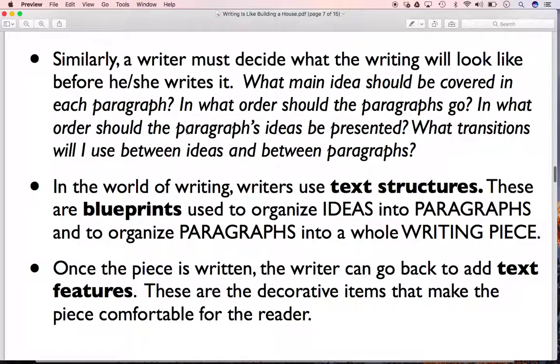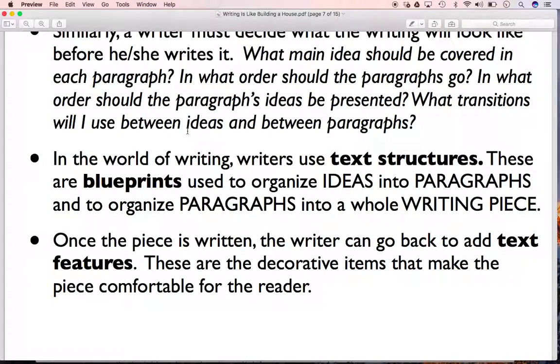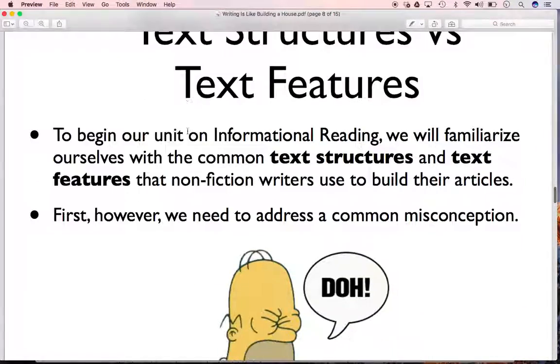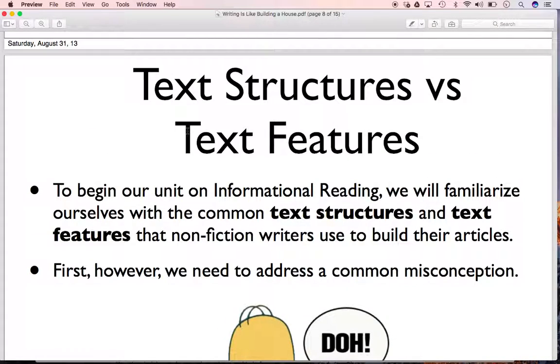Once the piece is written, the writer can go back and add text features. These are the decorative items that make the piece comfortable for the reader. So, to begin, we have text structures versus text features. To begin our unit on informational reading, we will familiarize ourselves with the common text structures and text features that nonfiction writers use to build their articles.